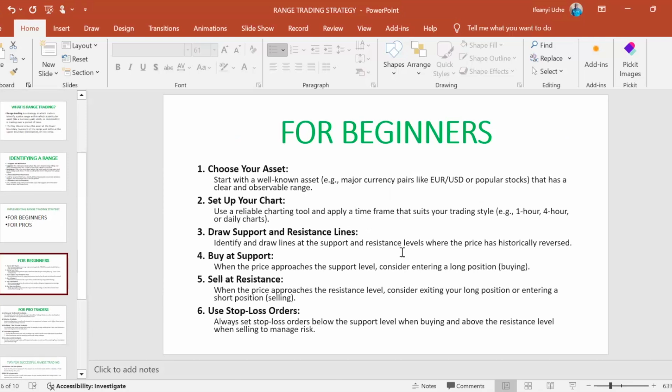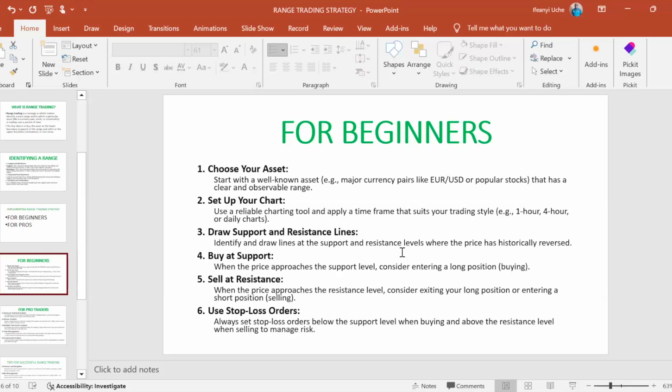All you need is to first choose your assets, and it's better to start with something that you know well already, like a major currency pair like either Euro USD or GBP USD, or a popular stock that you know has a clear and observable range. Now you set up your chart, use a reliable charting tool, and apply a time frame that suits your trade. For example, you may want to go for 1 hour, some even go for 15 minutes or even 5 minutes, or daily charts if you have the patience for longer term waiting. All right, now draw your support and resistance lines.